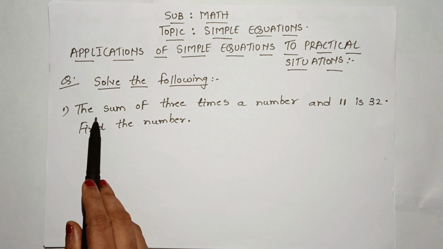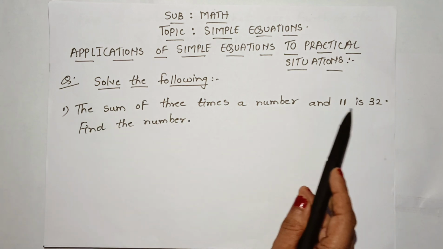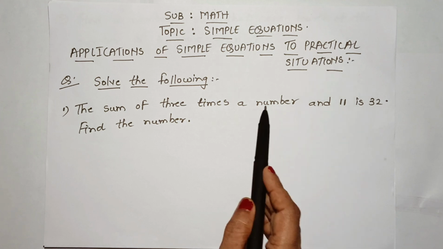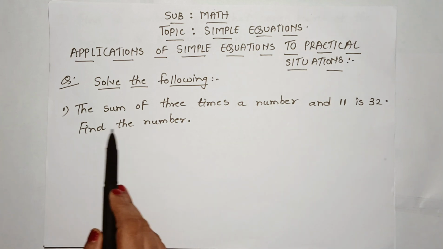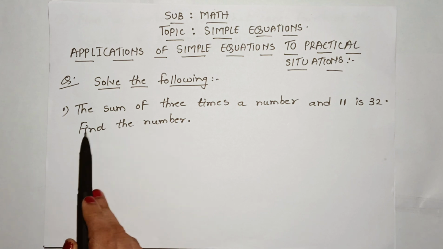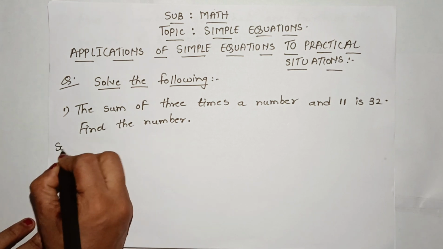Question 1 says: the sum of 3 times a number and 11 is 32. The number is unknown. Okay, find the number. It means we have to find the required number, the unknown number. Write down the solution.